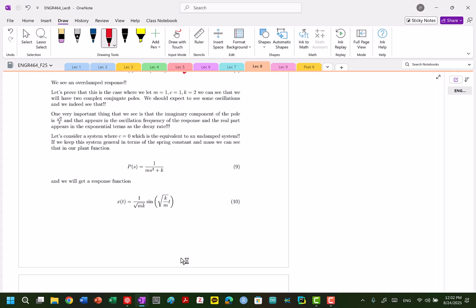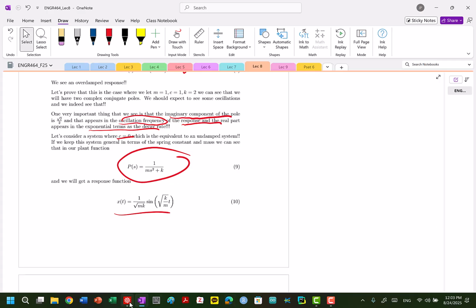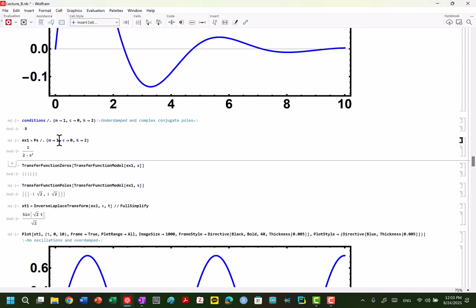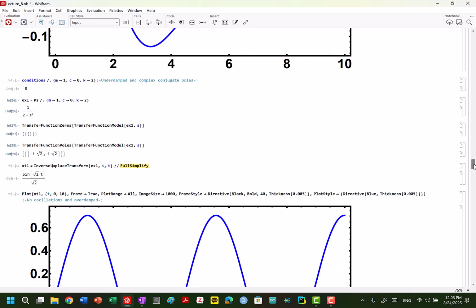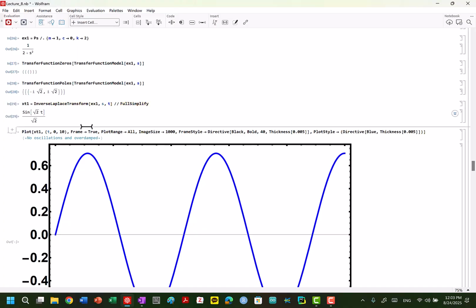One thing that you can see in the output of the function is that the imaginary component is going to control essentially the oscillation frequency, and the real part basically appears in the exponential term as well. So, what about a system where c is equal to 0? Now you can see our plant changes, and we're going to get a response that is purely oscillatory. So it's just a sinusoidal function. There is no decay component. We can see that because the imaginary component is our oscillatory behavior, and the real part is our decay. So if there's no real component to that pole, we're just going to get a sine wave.